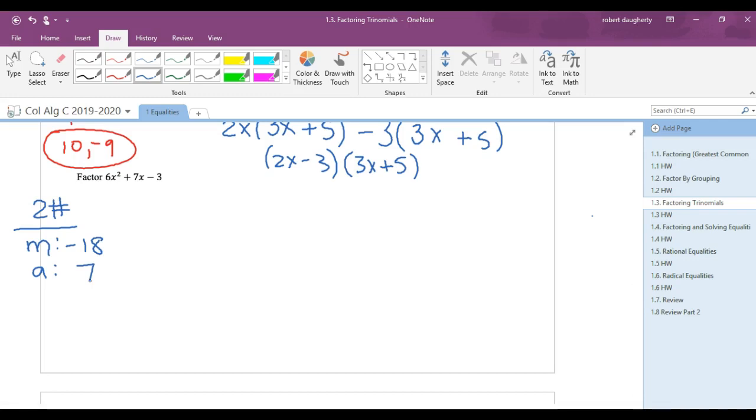So the only factors of 18, if the numbers don't really jump at you, are 1 times 18, 2 times 9, or 3 times 6. What's the only way you can get a 7 out of those numbers? 9 minus 2, right? So the numbers here are 9 and negative 2. Those numbers multiply to give you negative 18. They add to give you 7. So now what do I do with these numbers?